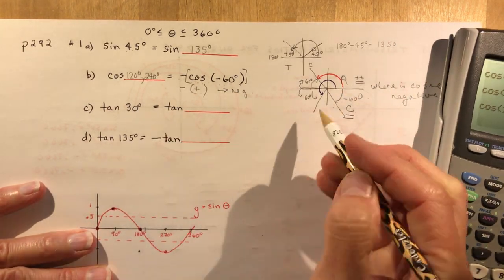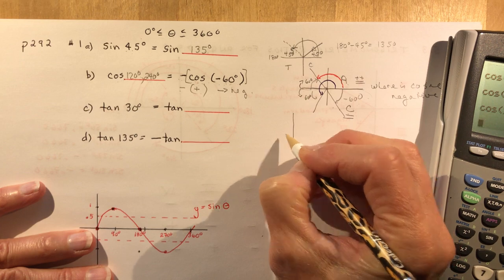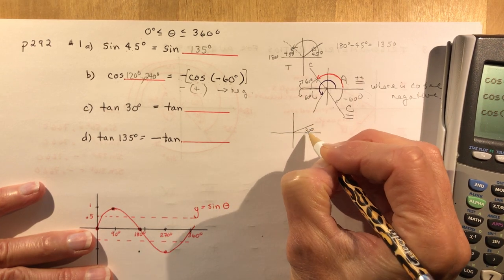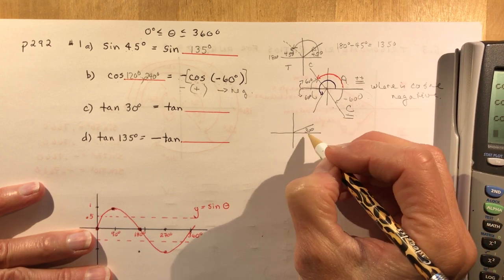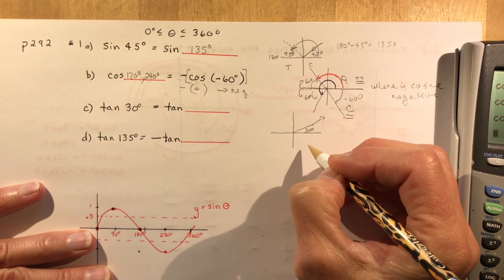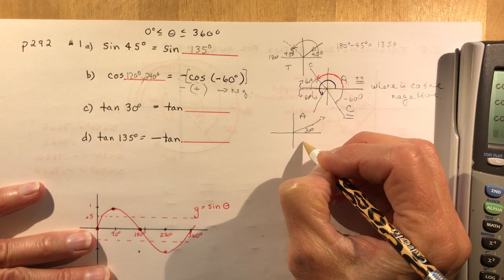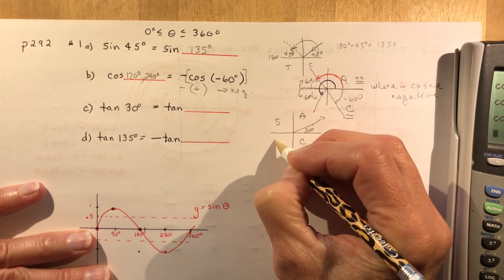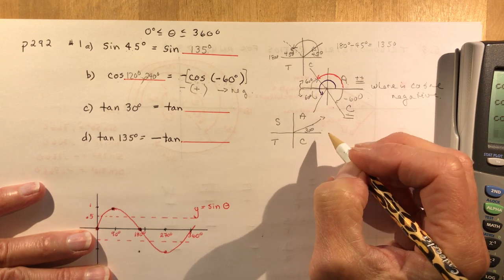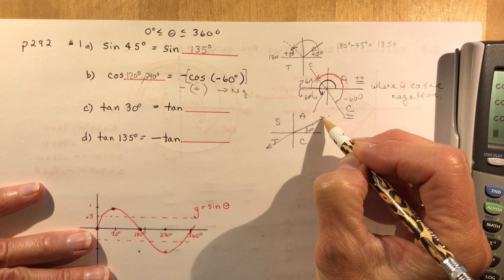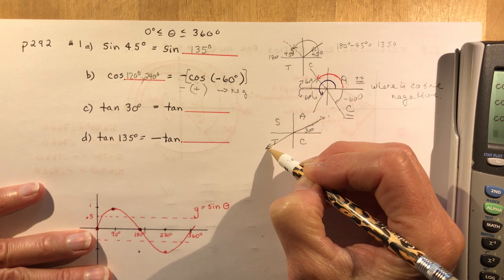Okay, let's take a look at these last two. The tan of 30 degrees. Tan of 30. Okay, so tan of 30 degrees. And if I take the tan of 30 degrees, my answer will be positive, right? Because it's an acute angle, all positive here. C-A-S-T. Where else is the tangent positive? Right here. So I extend this angle, like just bring it straight across.